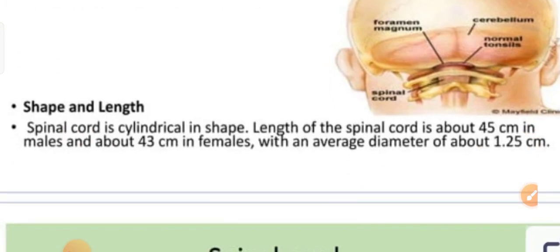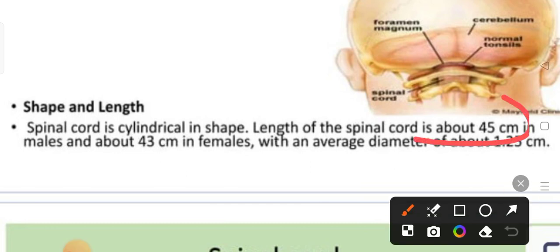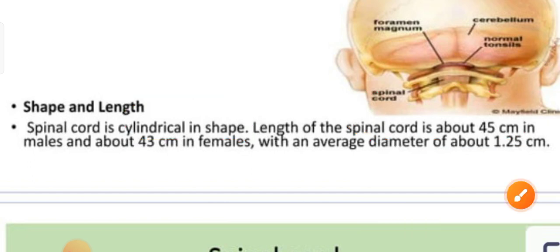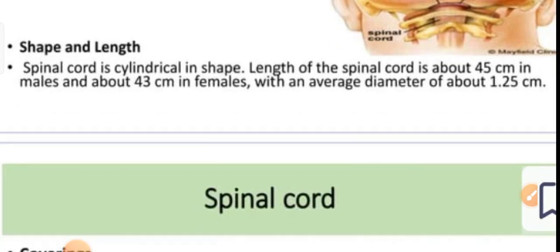Shape and length. The spinal cord is cylindrical in shape. The length of the spinal cord is about 45 centimeters. You have to keep this in mind. So what is the shape of the spinal cord? Cylindrical shape. You have to make it in notes. The length is 45 centimeters in males, 43 centimeters in females. The average diameter is 1.25 centimeters.